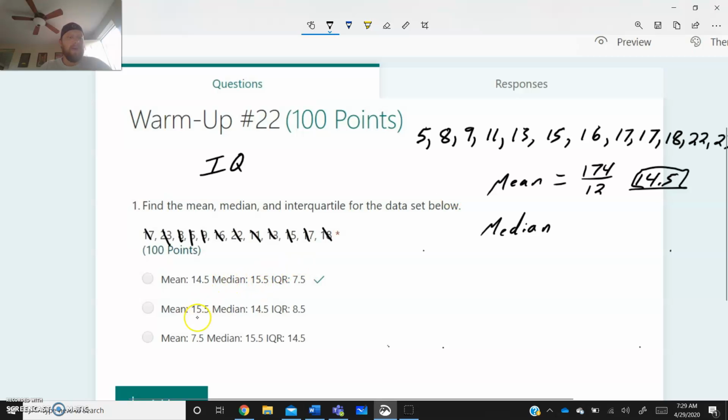And if you figure the mean out, you already know the other two. Remember, it's multiple choice, so don't solve the whole thing if you don't have to. 14.5. I am going to work through the rest of them.